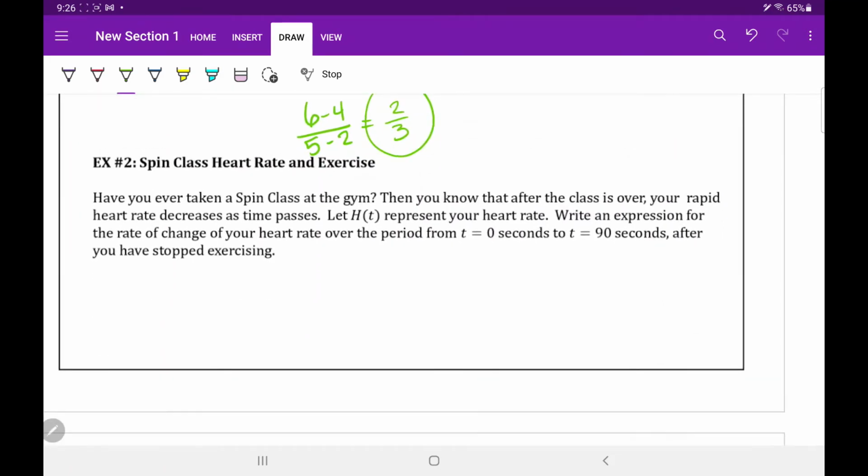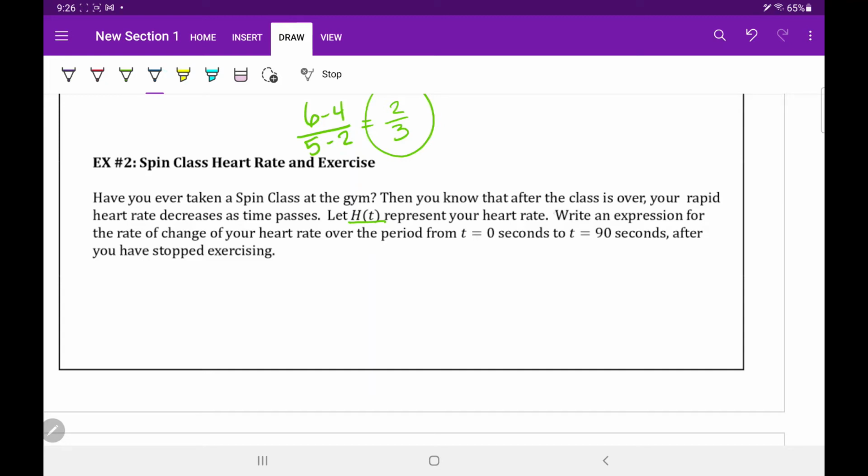Let's look at example number 2. Have you ever taken a spin class at the gym? A spin class is like cycling and you have a coach trying to get you to, it's like a stationary bike. Then you know that after the class is over, your rapid heart rate decreases as time passes. Let h of t represent your heart rate. Write an expression for the rate of change of your heart rate over the period from t equals 0 seconds to t equals 90 seconds after you have stopped exercising.